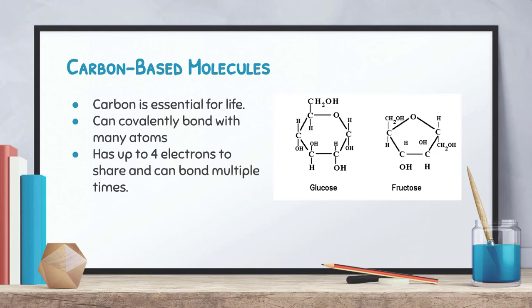So if you look here on the right, we have a molecule of fructose and a molecule of glucose. And you can see how the carbons form ring structures. Glucose looks like a hexagon, and fructose looks like it's in a pentagon structure. The carbons are chemically bonded to each other. They're also bonded to oxygen as well as hydrogen atoms. So you can see there's lots of different ways that carbon can bond, and that creates all of the different molecules that are essential for life.